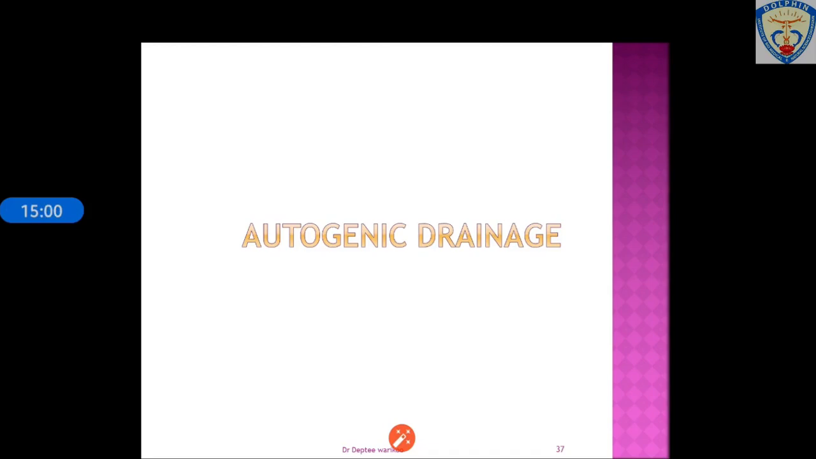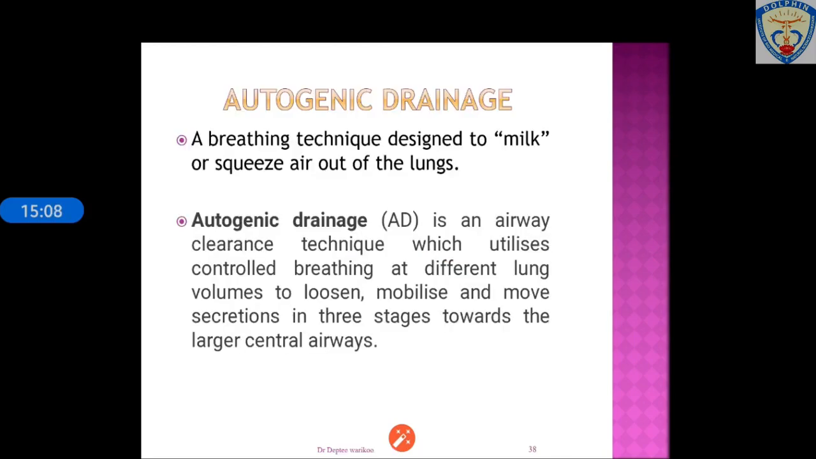The second technique which we will be dealing with today is the autogenic drainage technique. The autogenic drainage technique is an airway clearance technique which utilizes controlled breathing at different lung volumes to loosen, mobilize, and move the secretions in three stages towards the larger airways. So we need to know that we are trying to move the secretions from lower airways to larger airways.